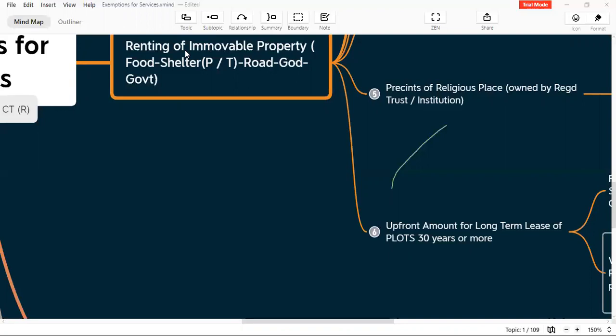The next one, Mr. A appoints Mr. B advocate in relation to his divorce case. Determine the taxability of service provided by Mr. B. Is it taxable or exempt?